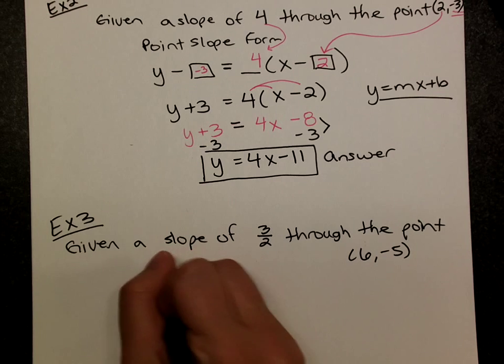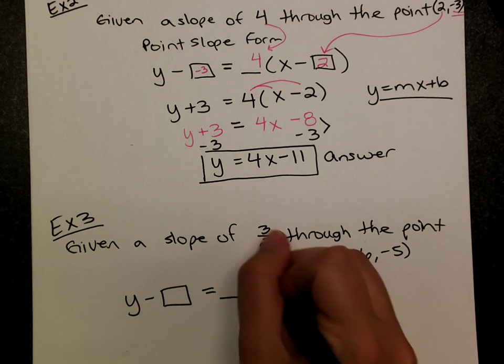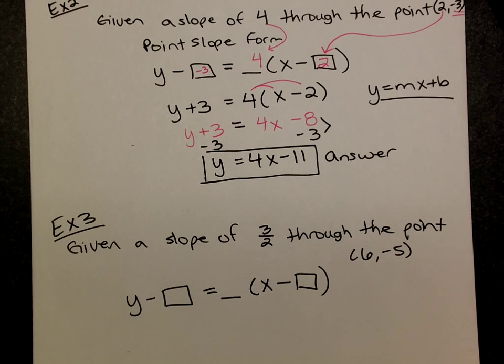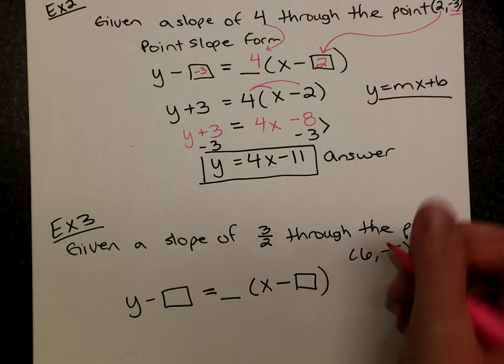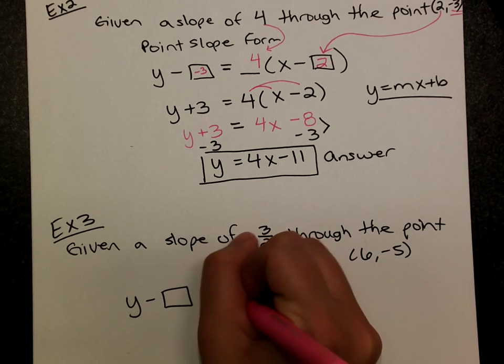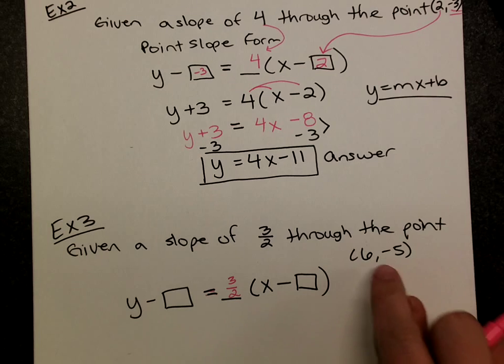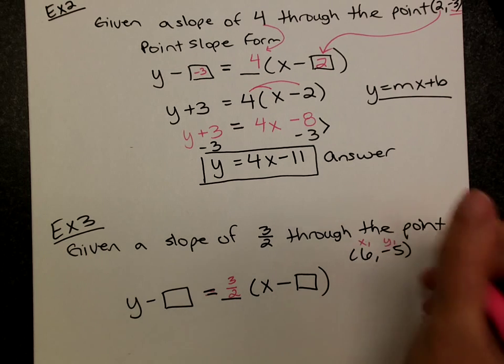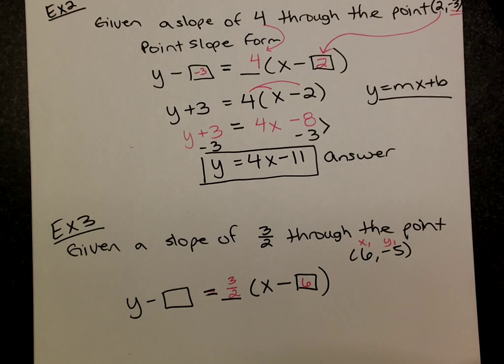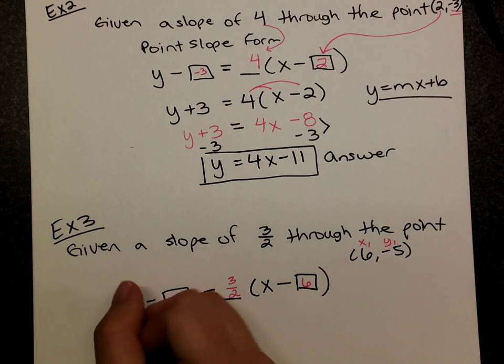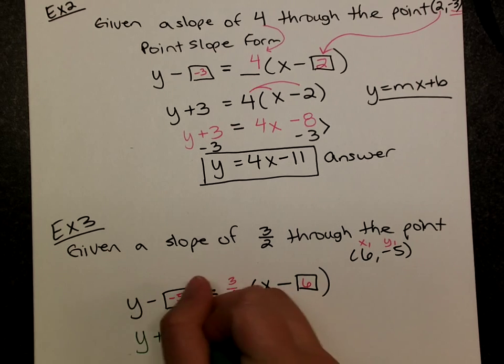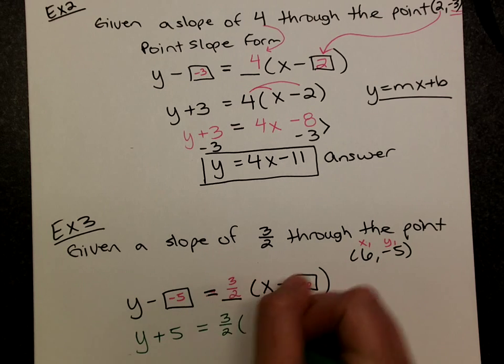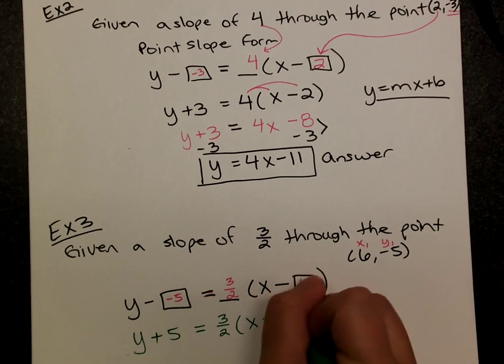Y minus box equals blank times x minus box. It's a little intense, but it's kind of just your template. You put your slope of 3/2 in the blank. We'll deal with that in just a minute. Then we have x1, y1. So we put 6 in the box with x, -5 in the box with y. Then our next step is to clean that up. So we have y plus 5 equals 3/2 times x minus 6.